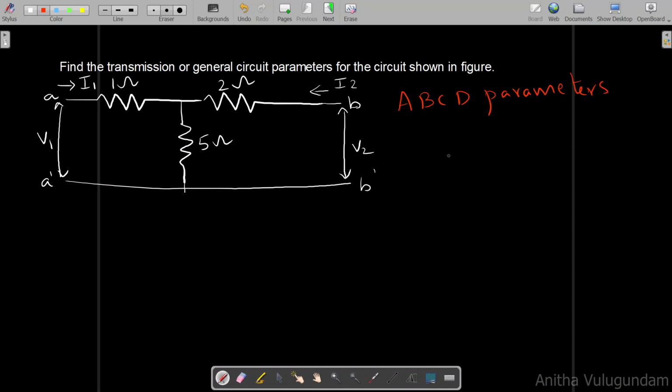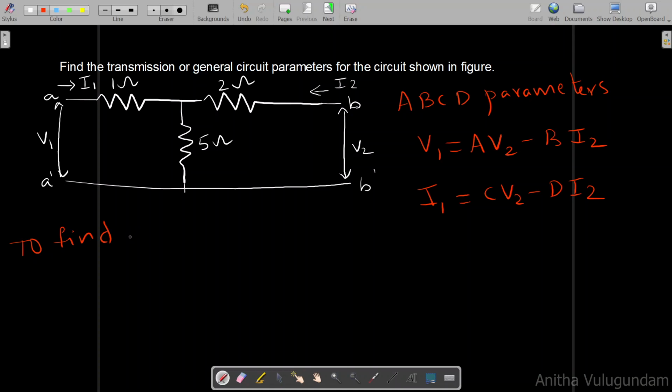First, let us write the main equations for ABCD parameters. V1 equal to AV2 minus BI2, I1 equal to CV2 minus DI2. So to find A and C, I2 should be 0. From the equations, we can write this conclusion.